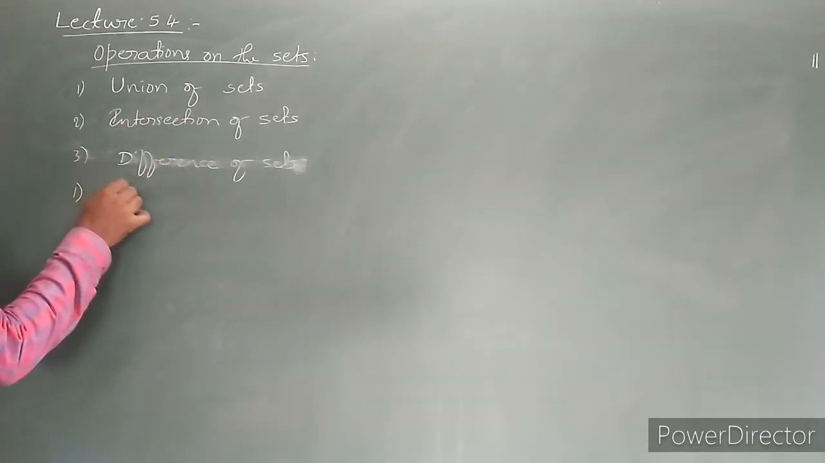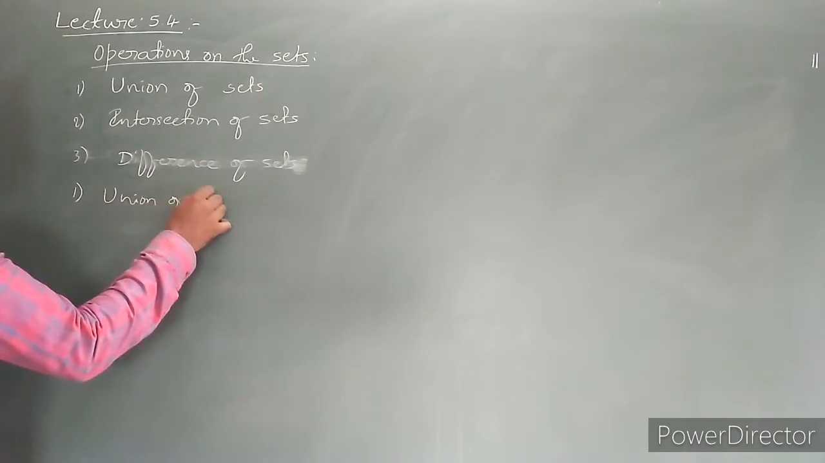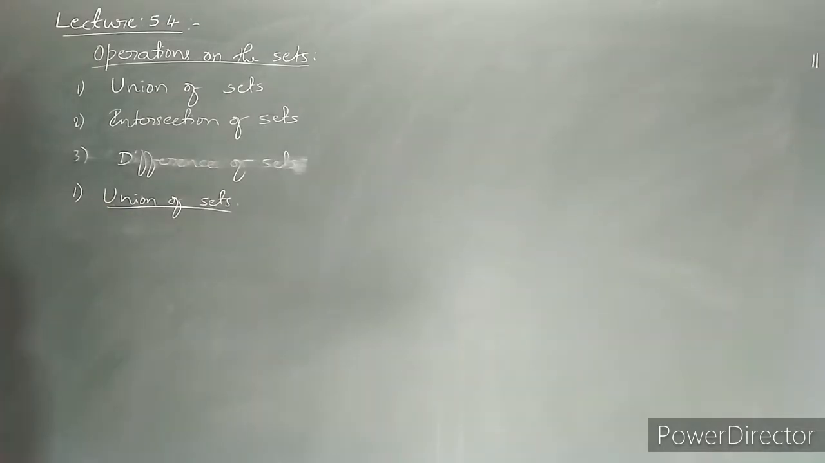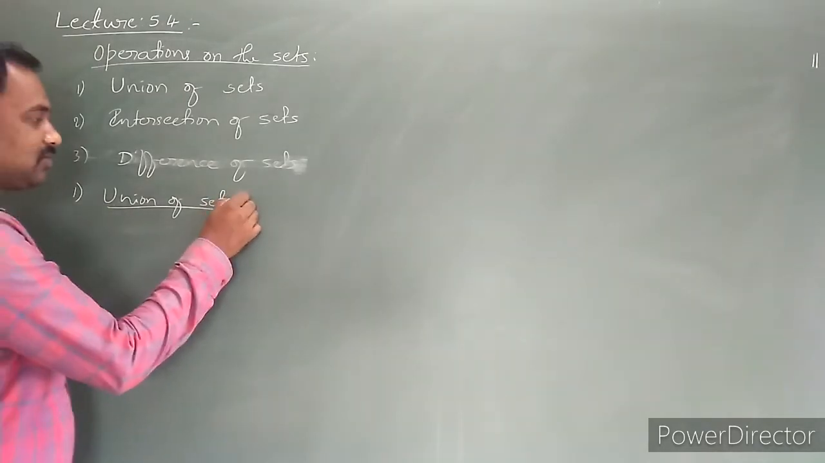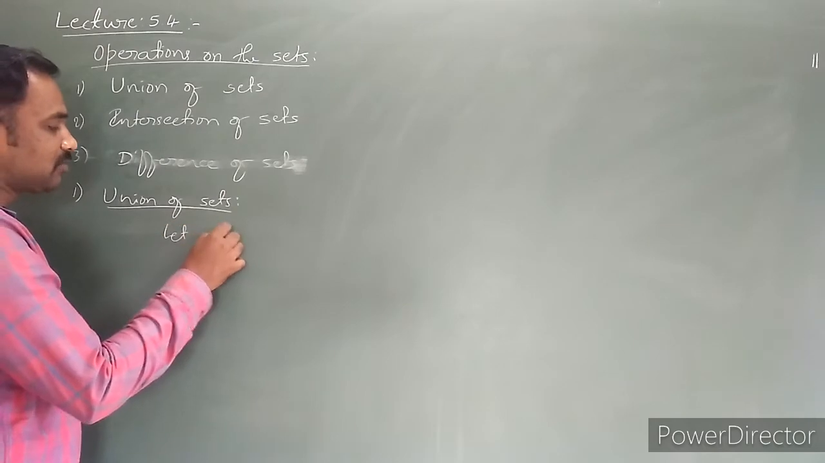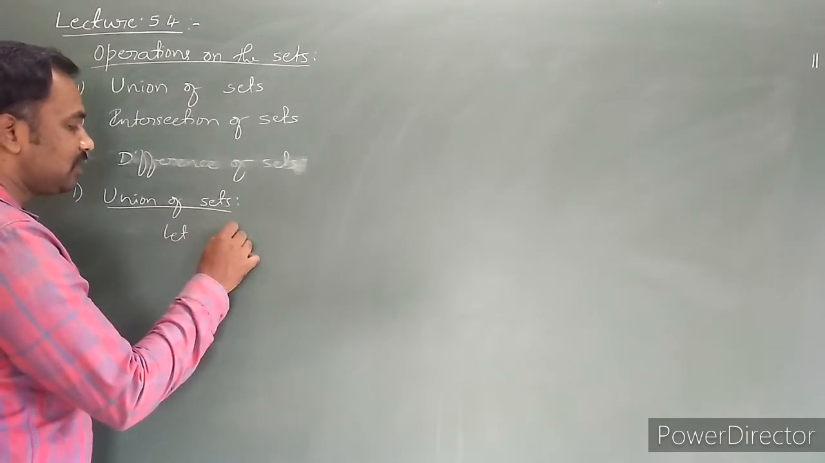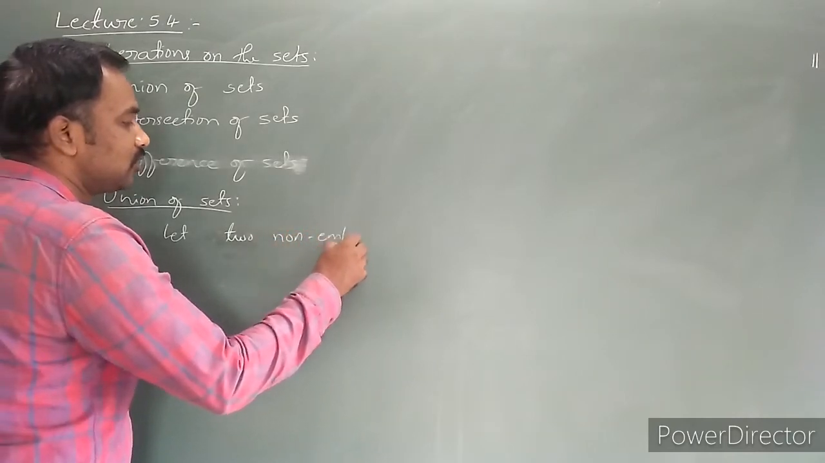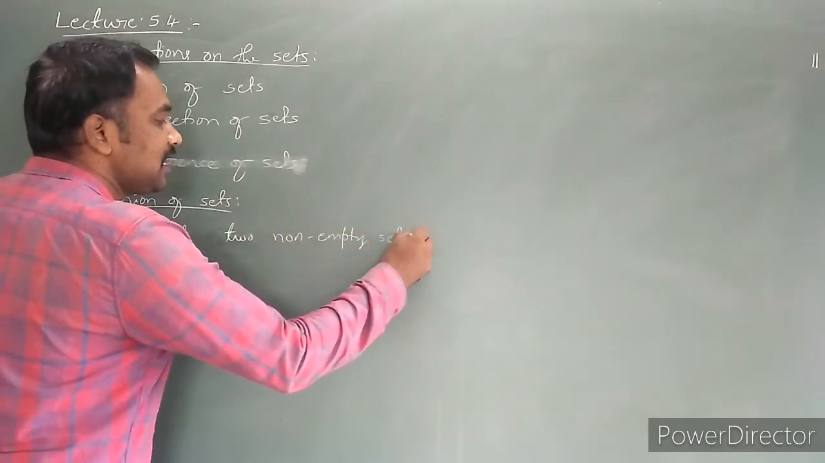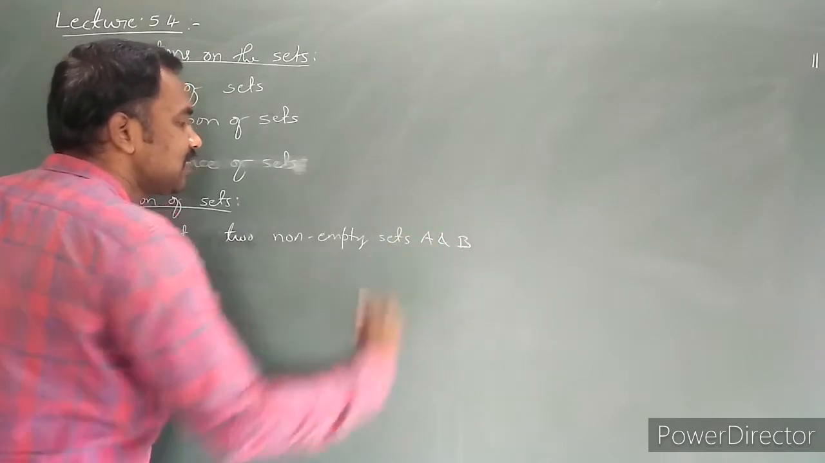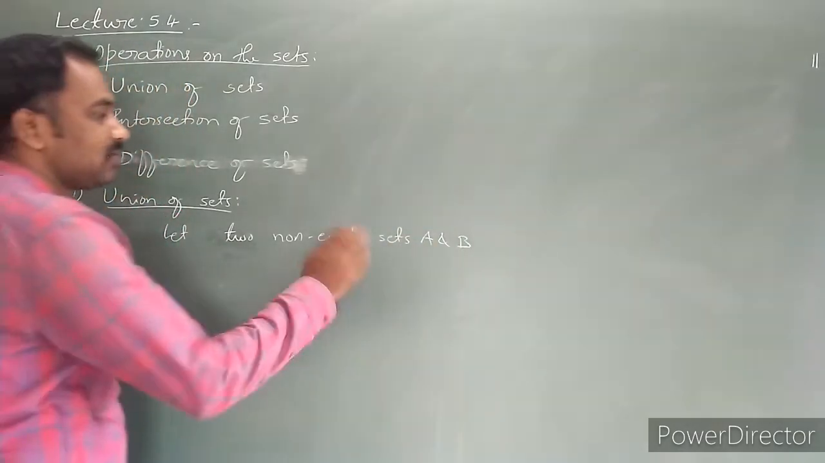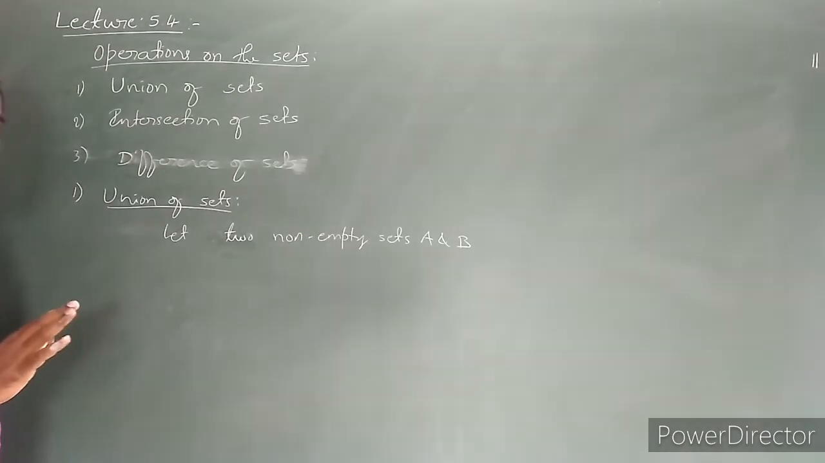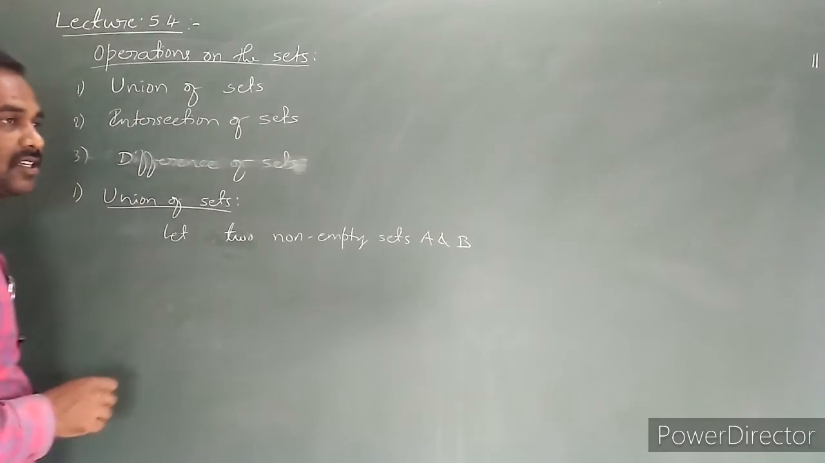Okay. First one is union of the sets. Now we need to know what is meant by union of the sets. For discussing union of the sets, I consider two non-empty sets. Let A and B be two non-empty sets. What are non-empty sets? A set which consists of at least one element in it. Non-empty sets A and B are there.